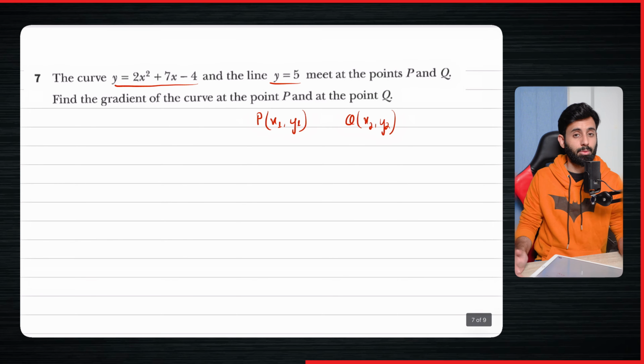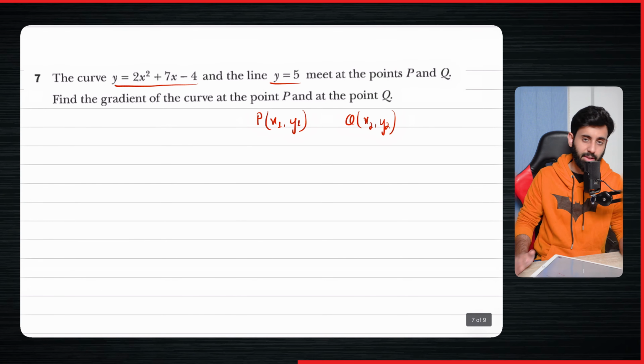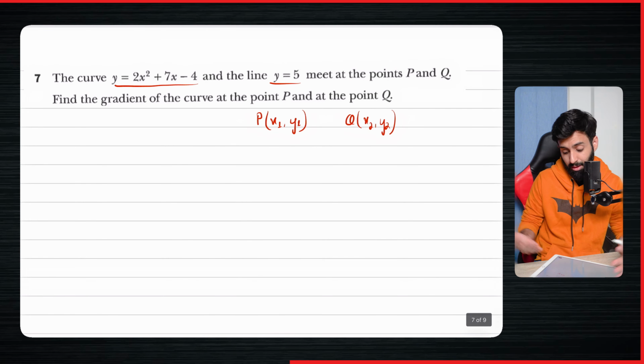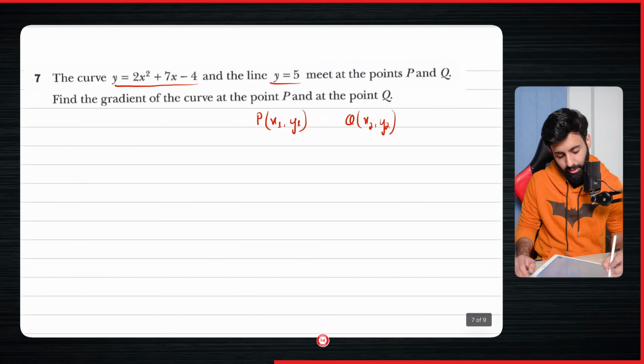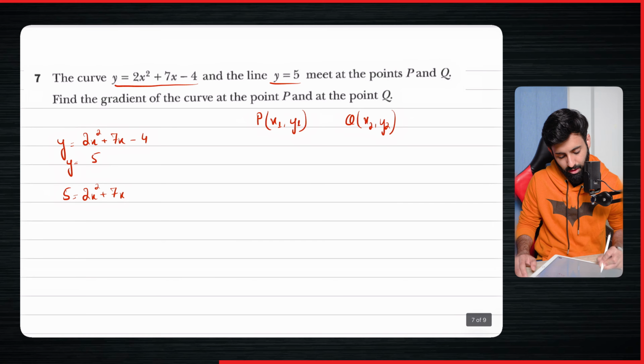And from prior knowledge, we should know that to find the point of intersection, whether between two curves, two lines, or a line and a curve, the only way is to solve the two equations simultaneously. That's exactly what I'm going to do. Both of them are equal to y, so we can use substitution. This is minus 4, and the other equation is y equals 5. So I'm going to substitute: 5 equals 2x squared plus 7x minus 4. Let's get all the terms on one side: 2x squared plus 7x minus 9 equals 0.